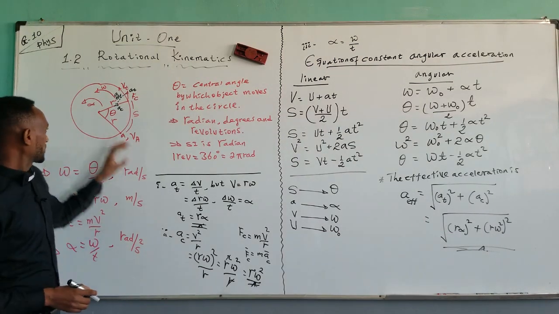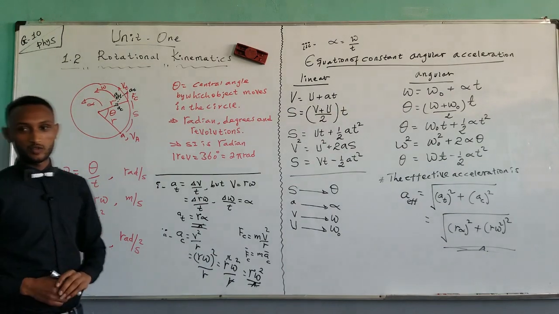The angle which can be formed inside the circle because of the radius of the circle.